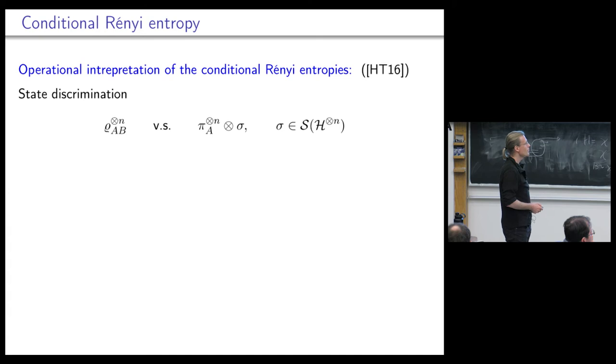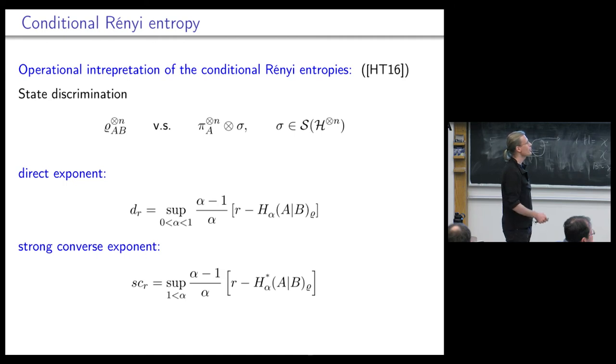Okay. It is clear that this is very well suited for the definition of the conditional Rényi divergence, and indeed we find that in this case, we can express the direct and the strong converse exponent, and you get the exact analogs of the formulas that we have seen before, except that instead of the divergences, now you have the conditional entropies. Okay, very nice.